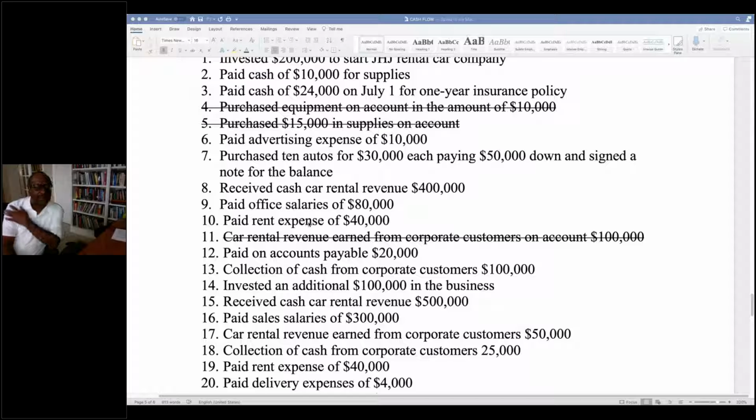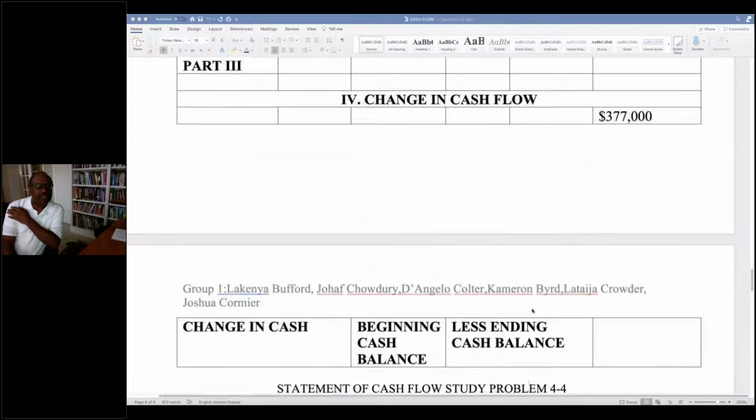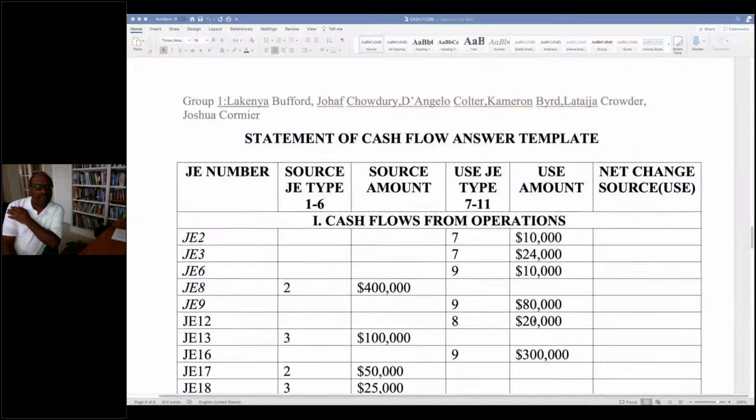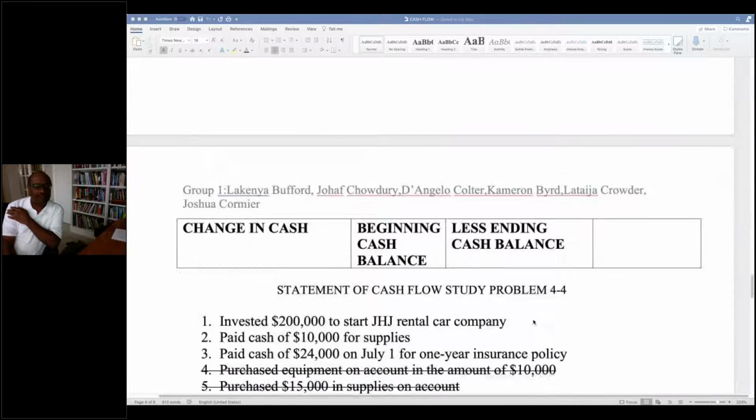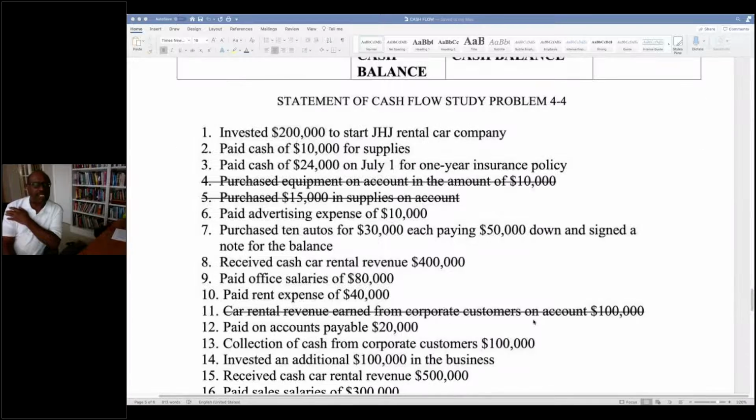Paid office salaries, paid rent, car owned revenue earned. You scratch that. Paid on accounts payable, collection of cash from corporate customers. You put that in.